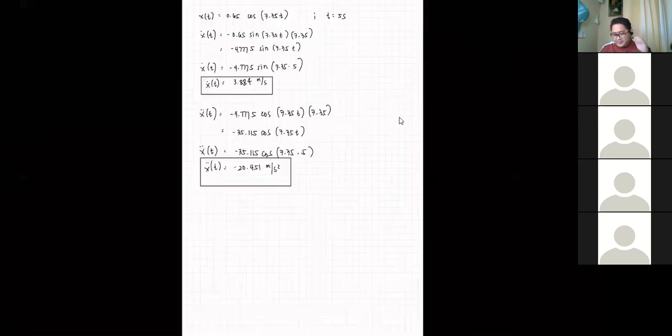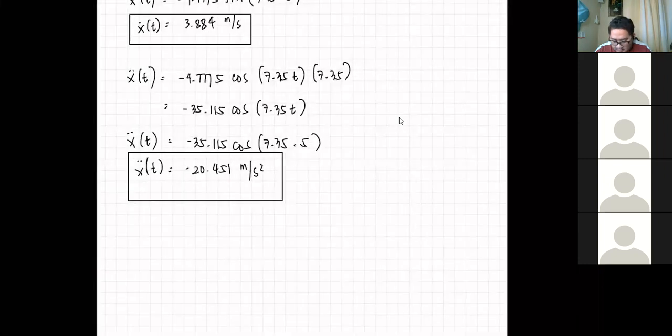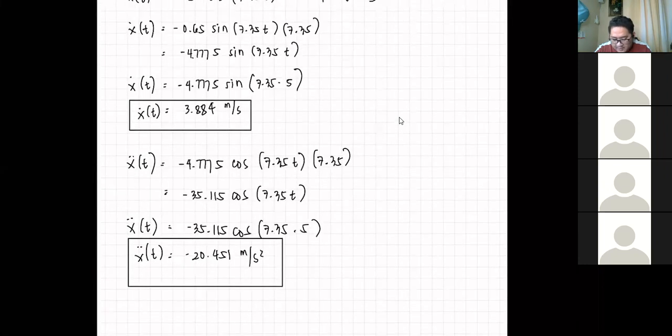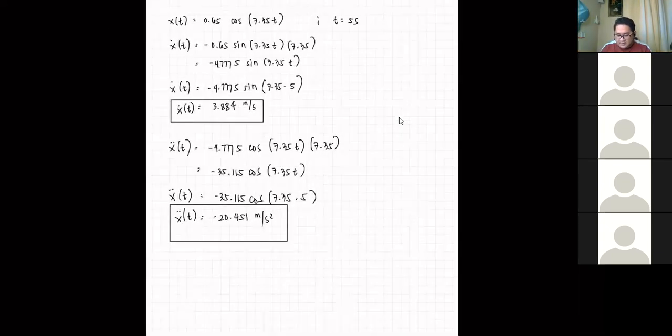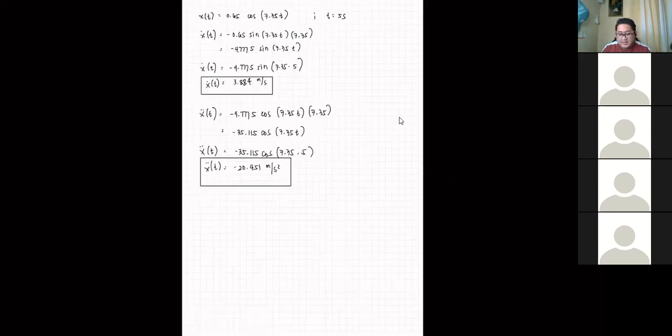Okay? So, binilisan ko na kasi alam ko wala na kayong... di po ba negative ang alin? Negative 3.884. No, positive siya kasi naka-radians dapat yung calculator mo. 4.7775 sine 7.35 times 5. Positive siya kahit naka-negative yung value. No? Okay? So, yan yung velocity and acceleration natin.